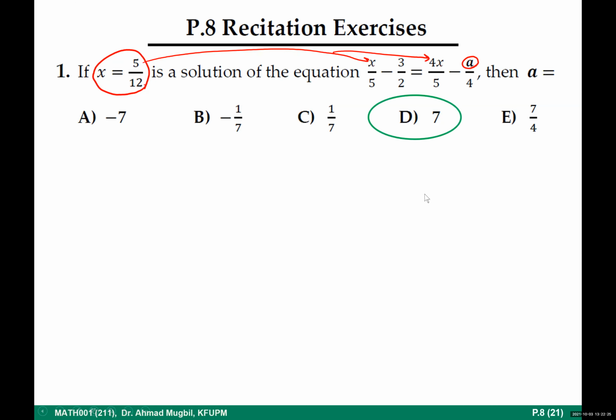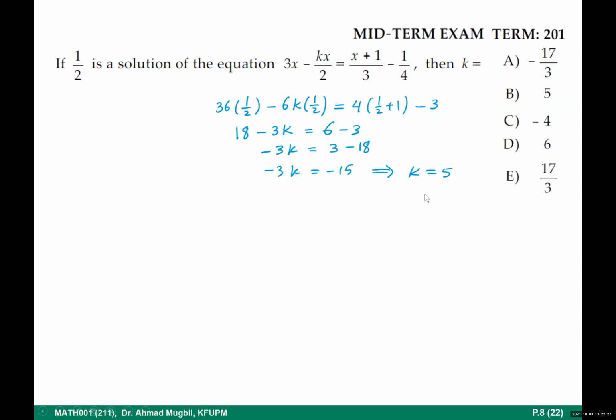By the way, I will not solve it for you because I already solved some old exam questions for you with the same idea. Here it is. If a half is the solution of this equation, what is K? Solve it for K. So X equals a half, and multiply at the same time by what?